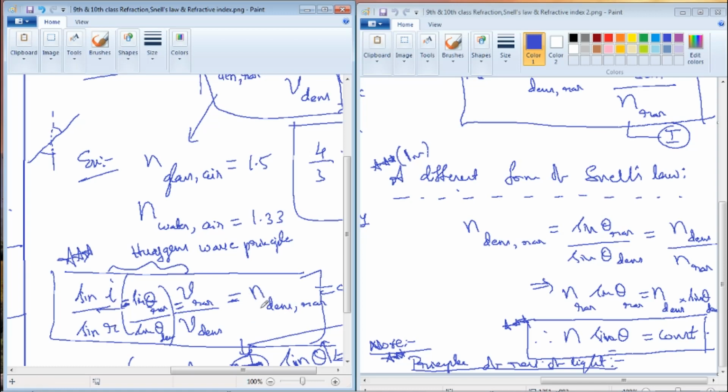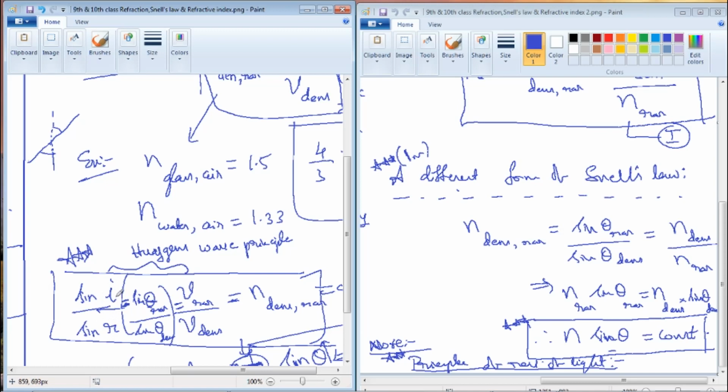Now just check the definition of refractive index of a denser medium with respect to a rarer medium. It is defined as what? Already you have seen the definition. It's the ratio of the sine of the angle of incidence in the rarer medium to the sine of the angle of refraction in the denser medium. We can find the refractive index for both directions of the light ray because of the principle of reversibility of light. But when the light ray is going from rarer to denser medium, this definition is applicable.